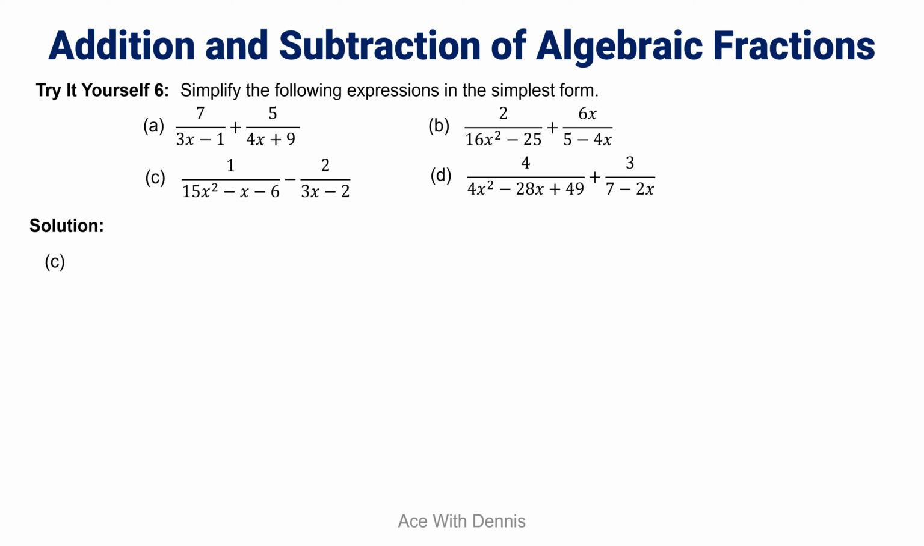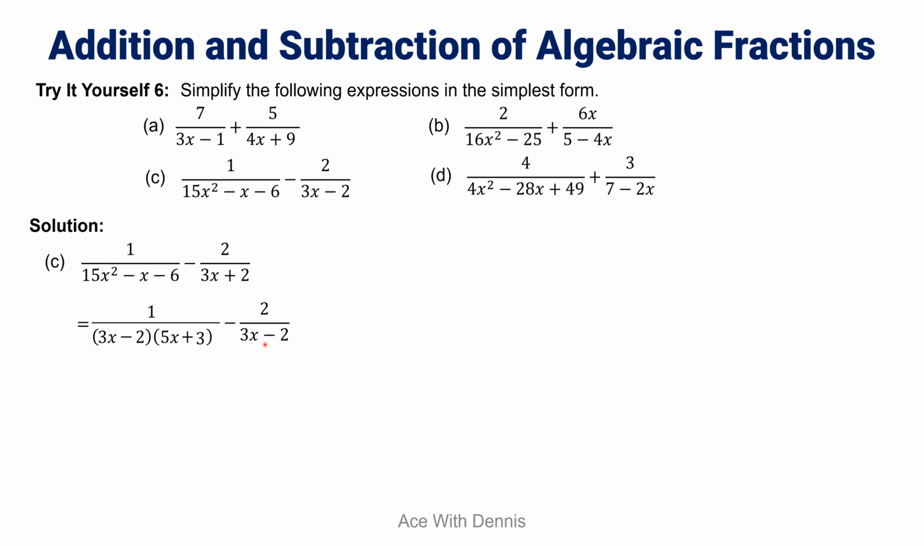So solution for C, 1 over 15x squared minus x minus 6 minus 2 over 3x minus 2. The first thing I have to do is factorize 15x squared minus x minus 6 here. So apply double bracket here, then 3x times 5x, I'll get 15x squared. 2 times 3, I'll get 6. I put a negative and positive here. So now negative 2 times 5x plus 3x times 3, I will get negative x here. Then the rest, the one I write down here, then minus the second fraction. We don't do anything, just copy down.